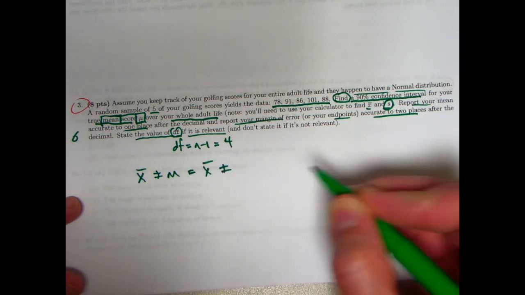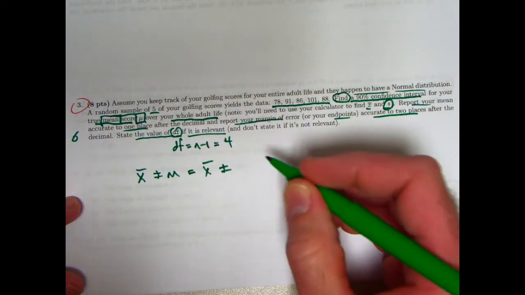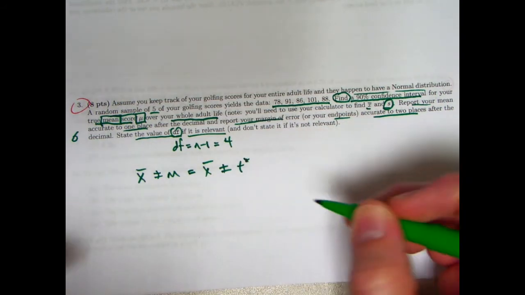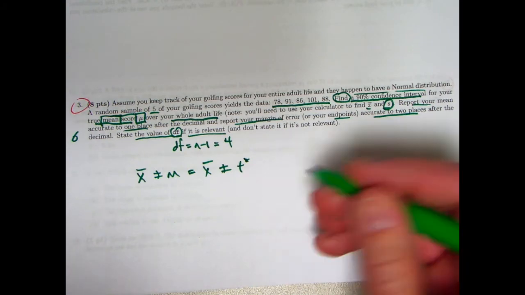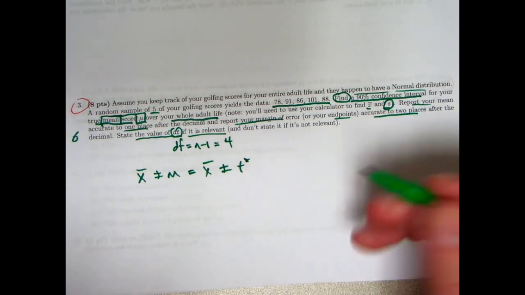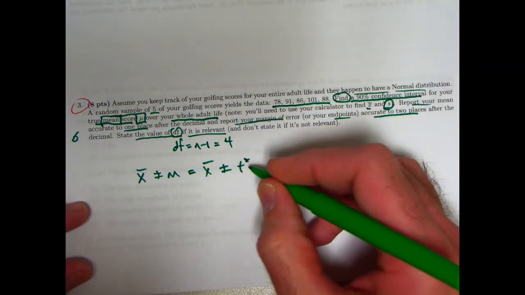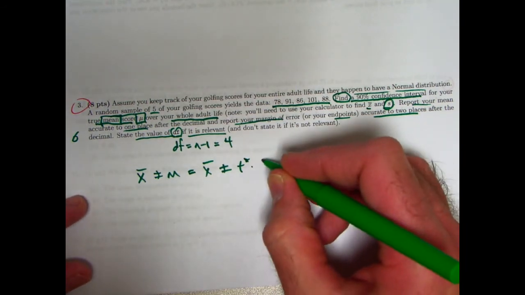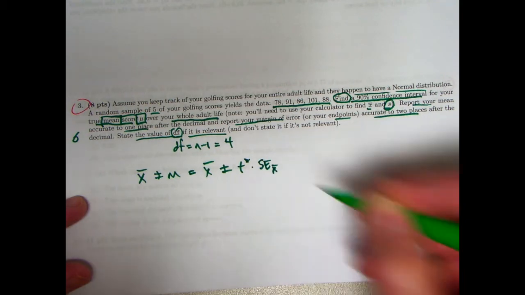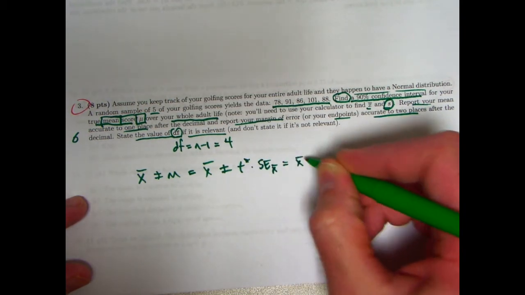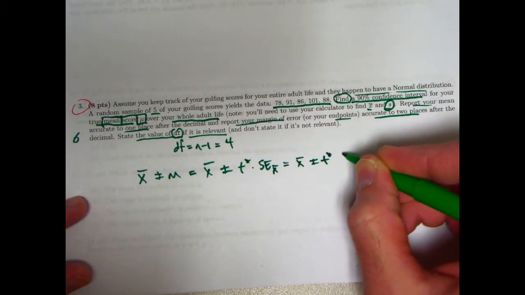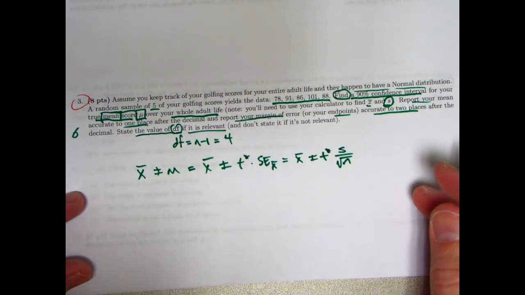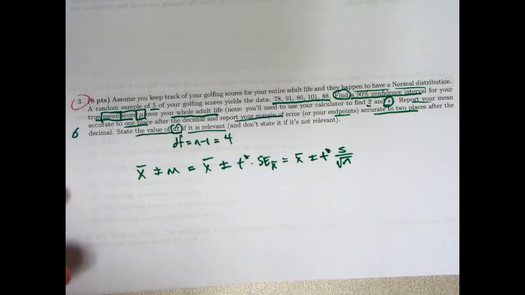X bar plus or minus the margin of error. In this context, the margin of error is going to be t star, a special value of t. Our book uses t star. Some other books use t with a subscript to emphasize the confidence level. But here, this is just emphasizing this is a special number that we get from the table, times the standard error for x bar. And the formula for that standard error is going to be s over square root of n. So once we calculate these numbers, we will be able to calculate the confidence interval.